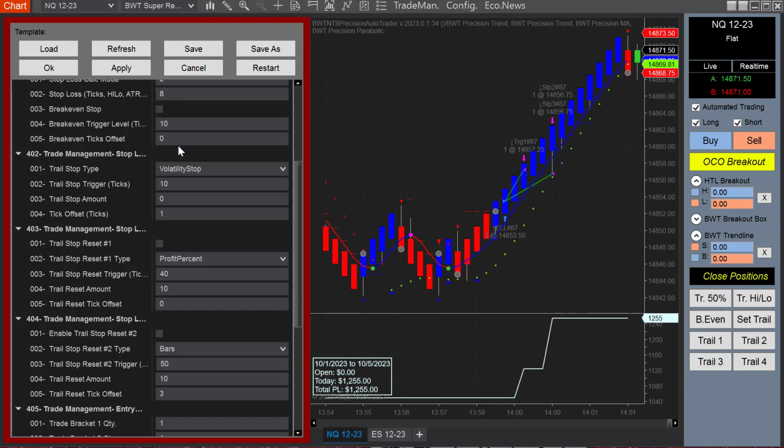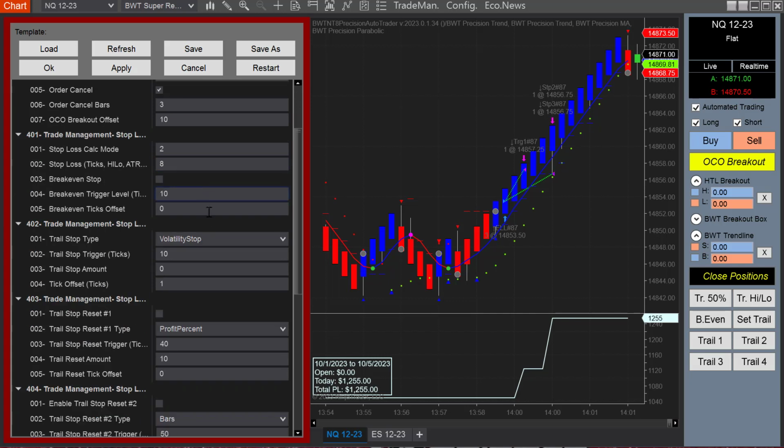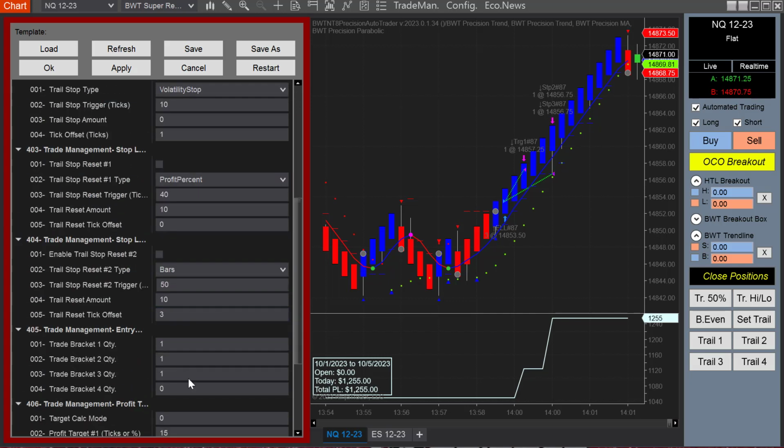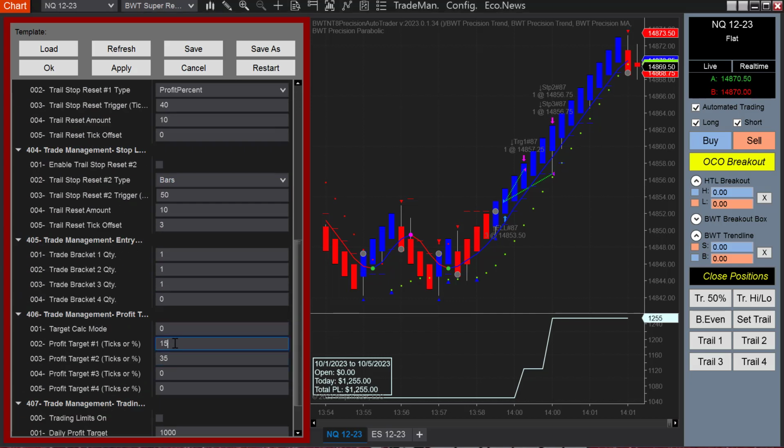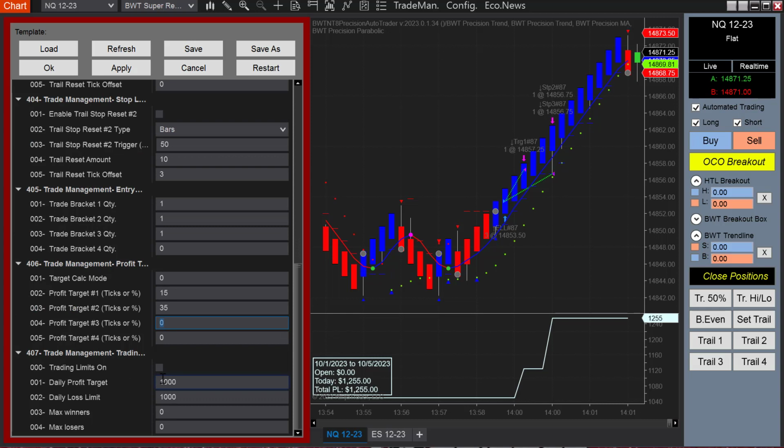So just to go over this template again, this is trading 3 contracts. One comes off at 15 ticks, one at 35 ticks, and then the third one is a runner. There's no profit target here. And my trading limits are off, so this is not being respected. I'm just letting it run because I wanted to see how this would perform.